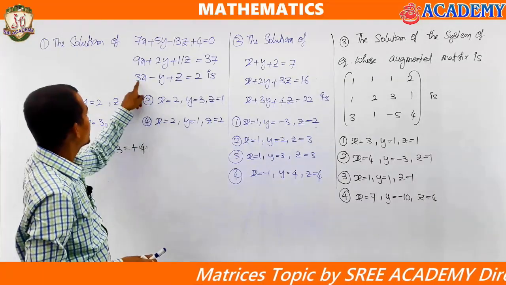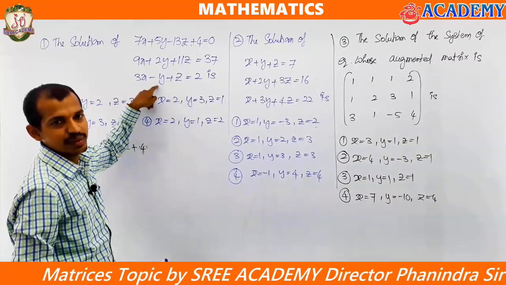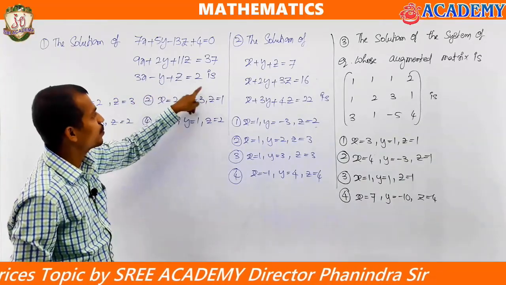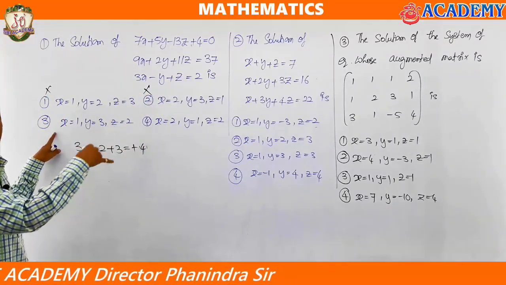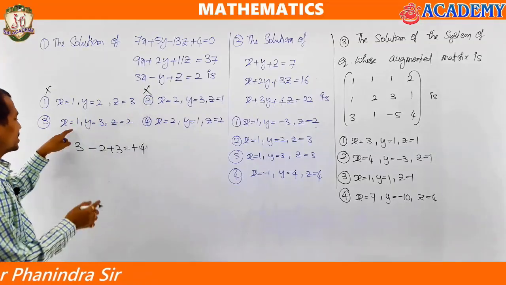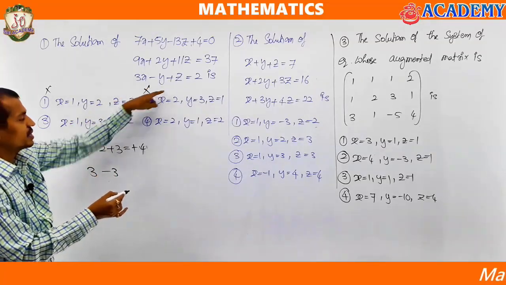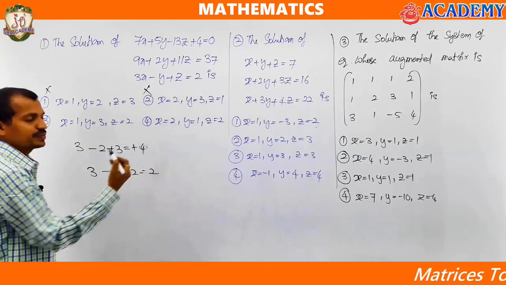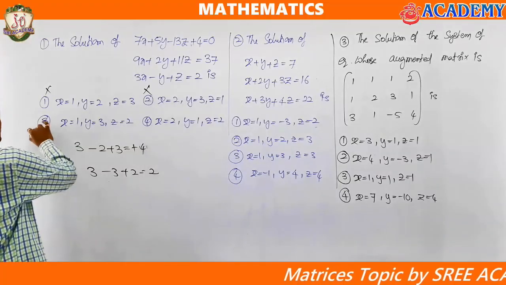If we substitute here, 3 into 2 is 6, minus 3, 6 minus 3 is 3, plus 1 is 4. Once again it is not going to be our answer. I am checking directly here, I am not writing. If you want you can write also: 3 into 1 is 3, minus 3, z plus 2 plus 2. You got 2. That is your answer, it is also 2. Satisfied. That's why this is going to be the answer.